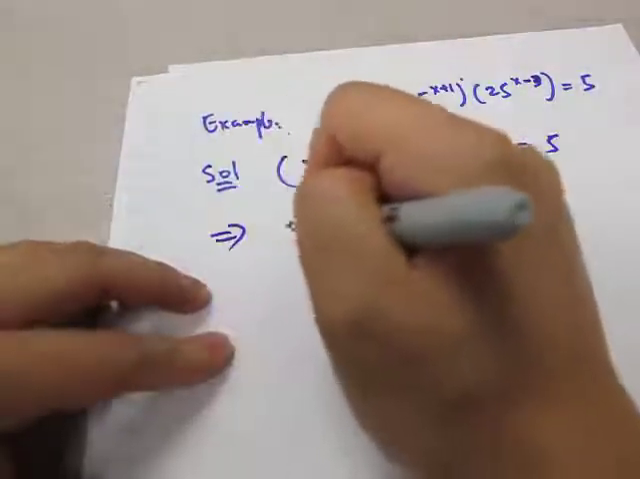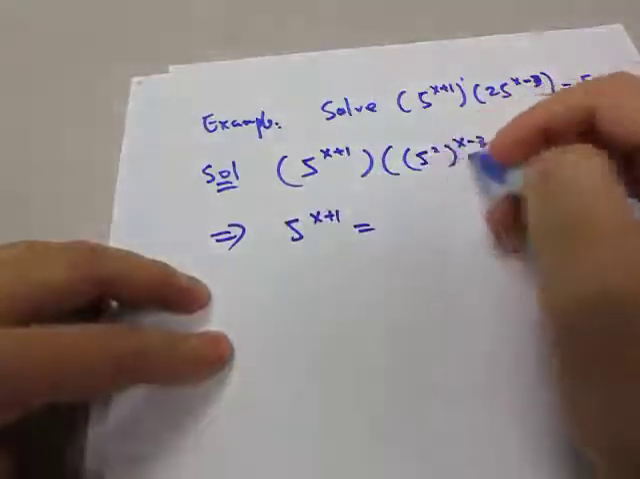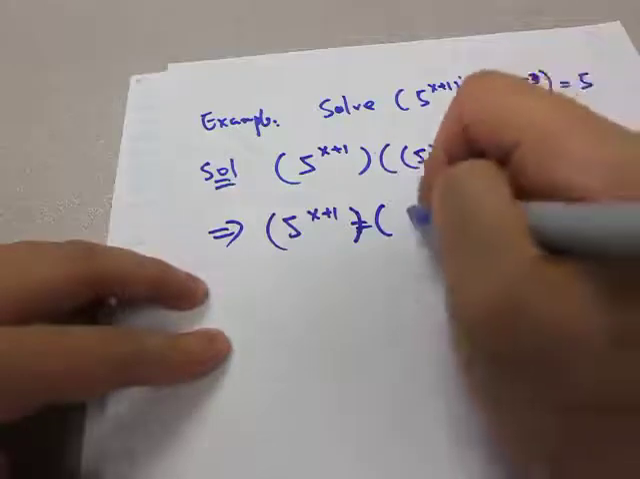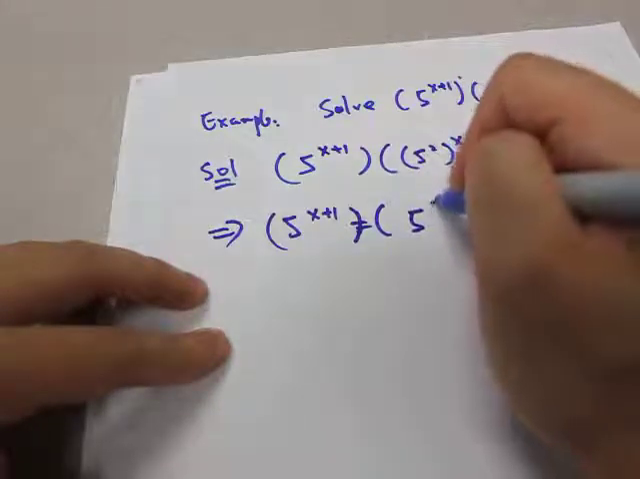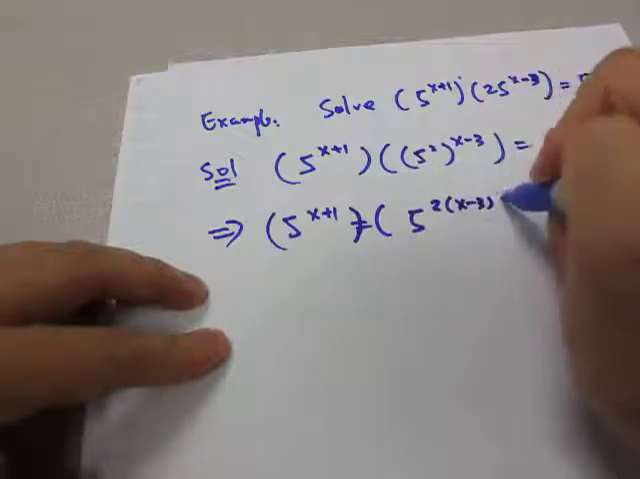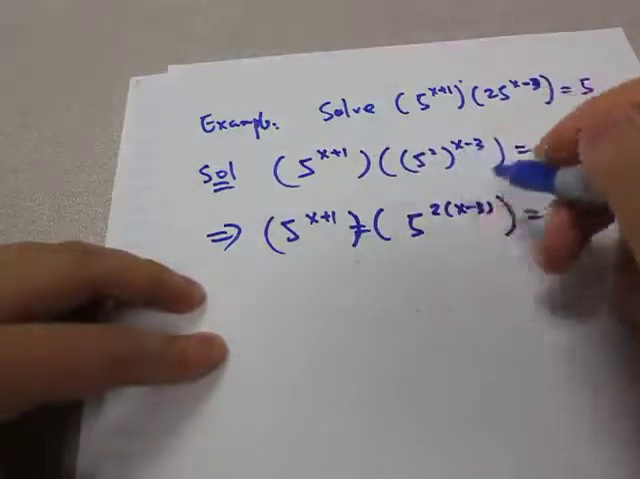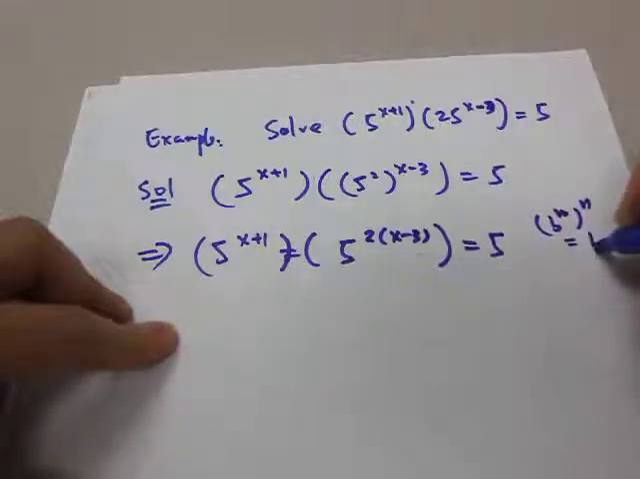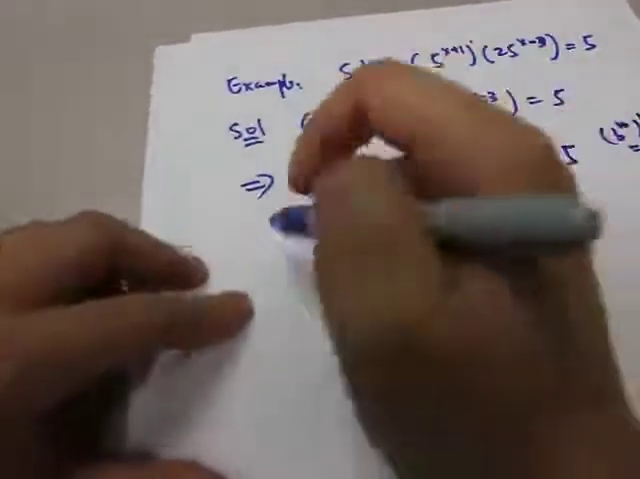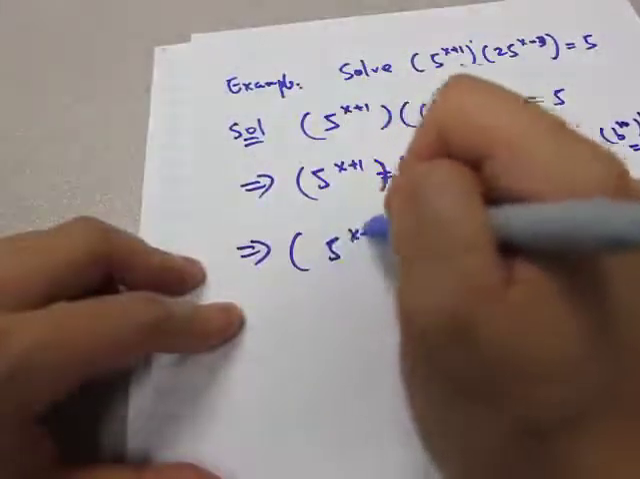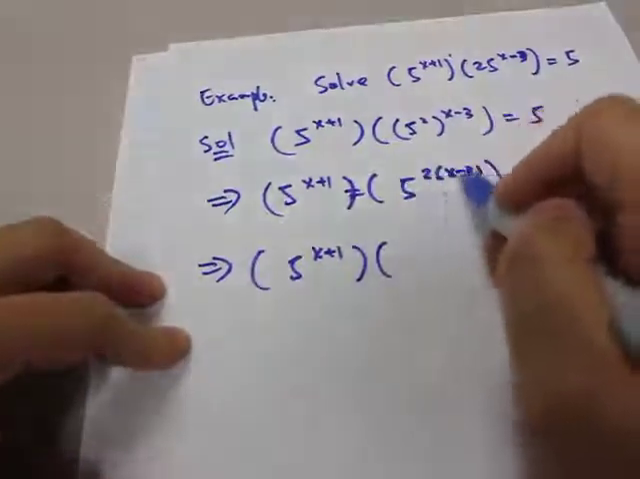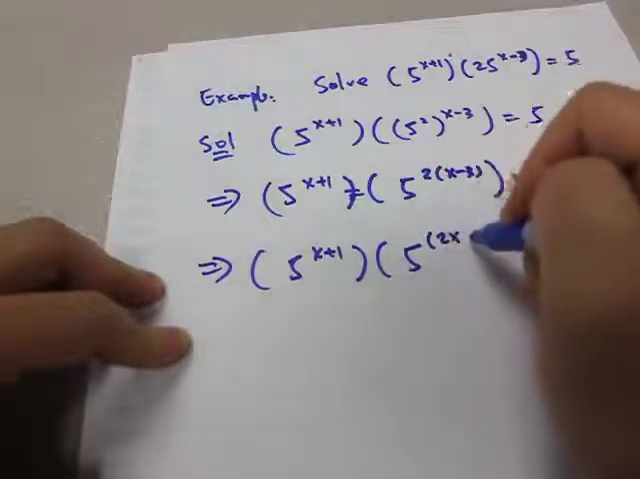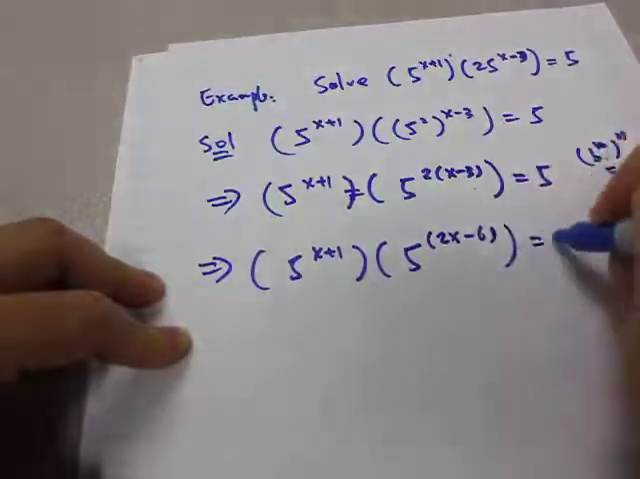And the next, this will be 5 to the power of 2 multiplied by x minus 3 equals 5. So here the property I'm using is this. If you forgot, is this. Okay, and if I simplify this power, I will get 5 to the power of 2x minus 6 equals 5.